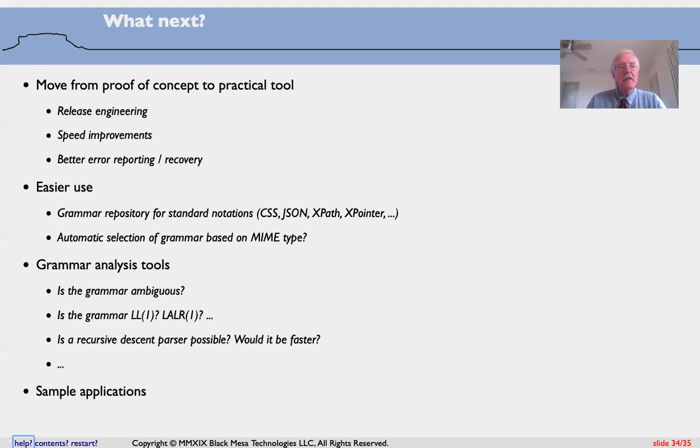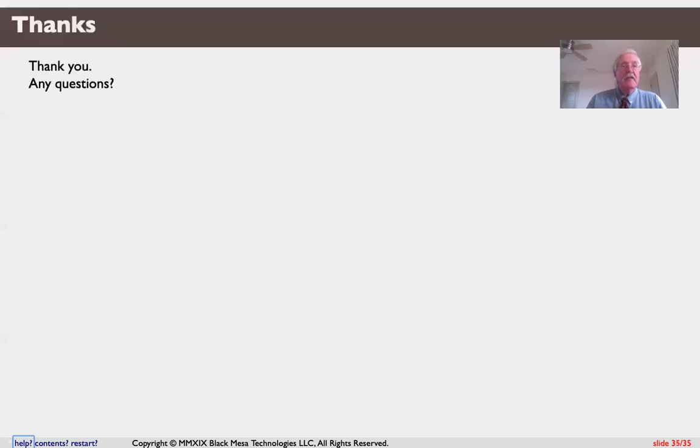I have started working on a set of grammar analysis tools with the goal of being able to do some kinds of ambiguity testing and testing for whether the grammar is LL1 or LALR1. If a recursive descent parser is possible, it might be faster, so it might be nice to generate a recursive descent parser from an IXML grammar when that's possible and so forth. And then once the tools are in a slightly better shape, start building sample applications. That's it from me.